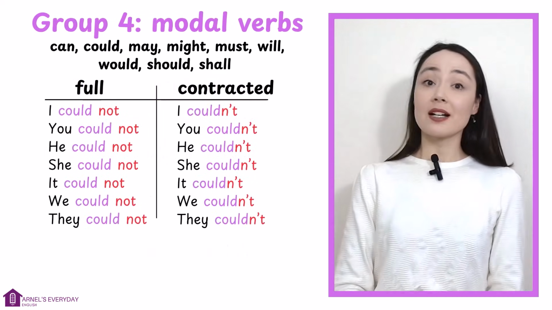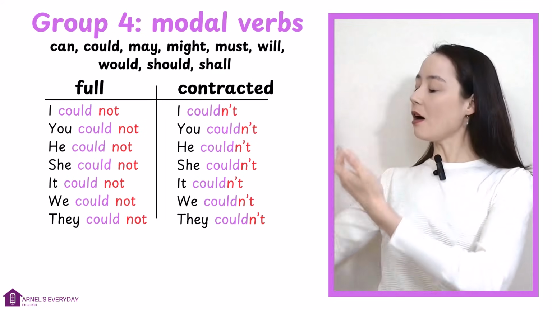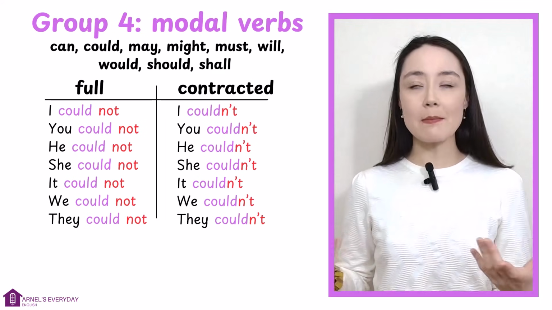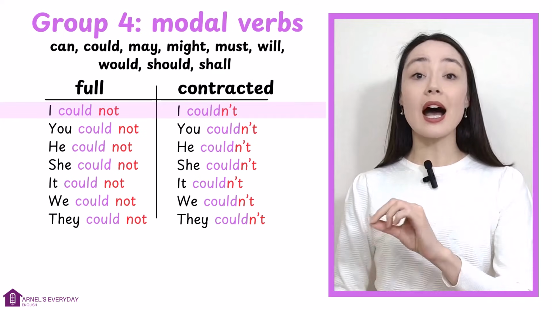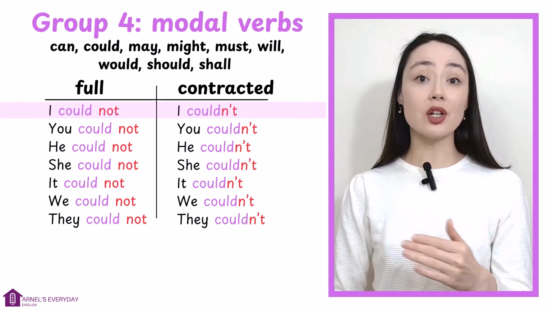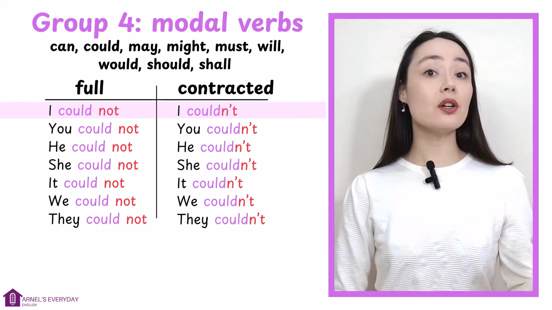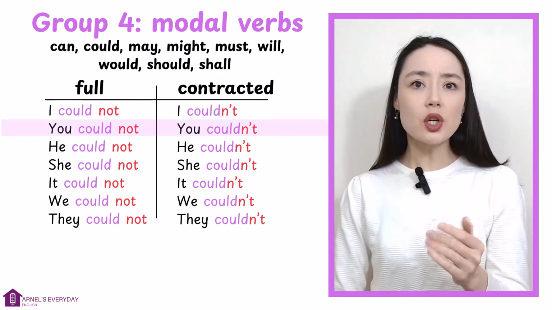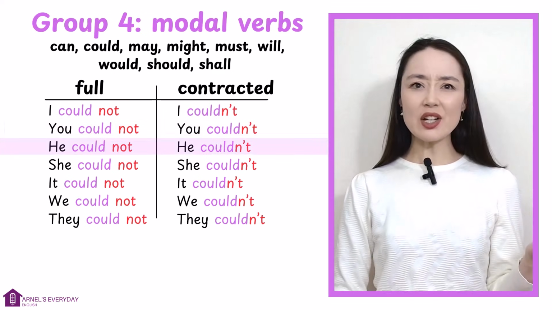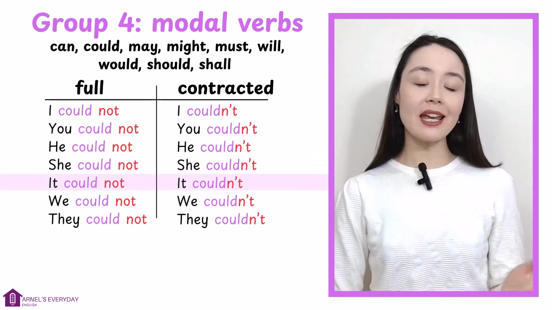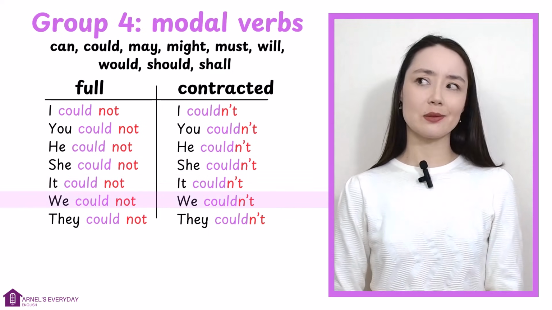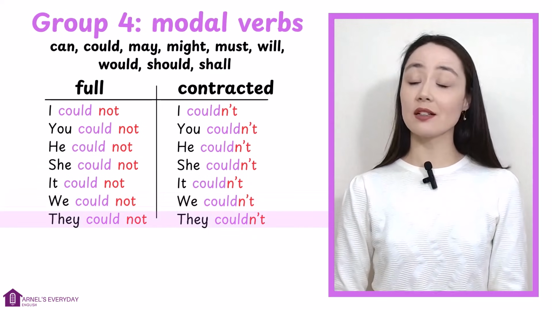Second modal verb, could. Again, all the forms are the same, so that makes it simple. I could not. I couldn't. Couldn't. You couldn't. He couldn't. She couldn't. It couldn't. We couldn't. They couldn't.